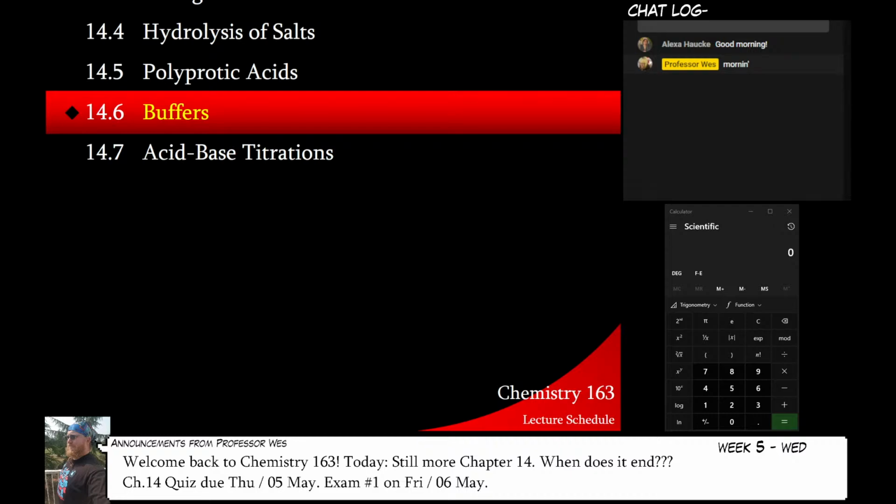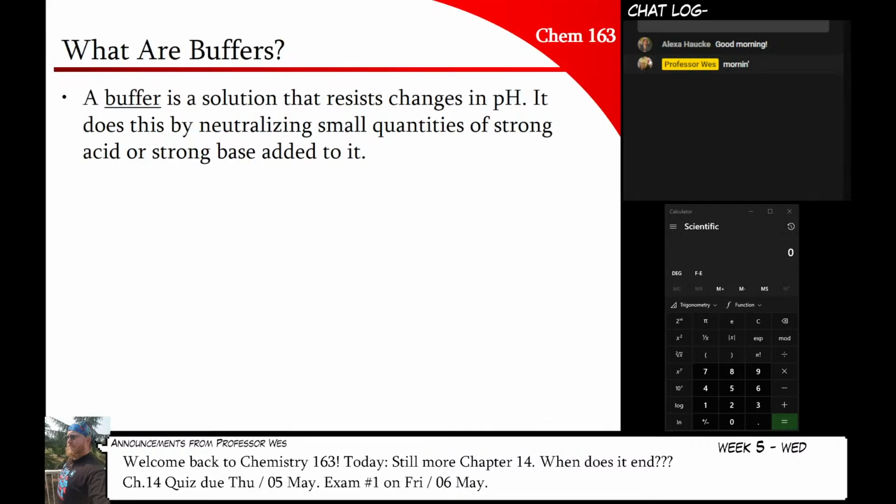And yeah, let's get started. So let's talk about buffers. What is a buffer? A buffer is a solution that does not exhibit as much of a change in pH as we would expect it to. And the way that this happens is that when we add strong acid or strong base to the buffer, it neutralizes those quantities. So we'll just highlight that right here for you.